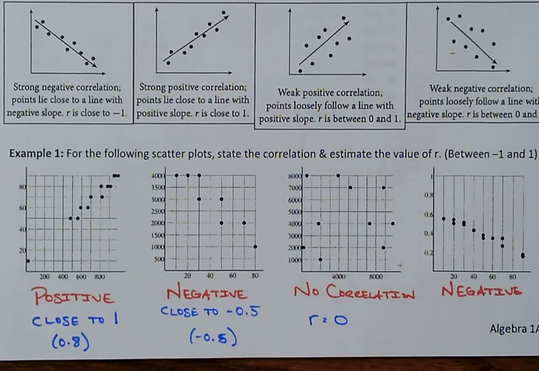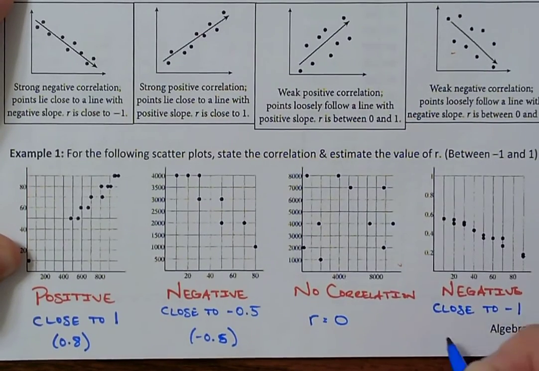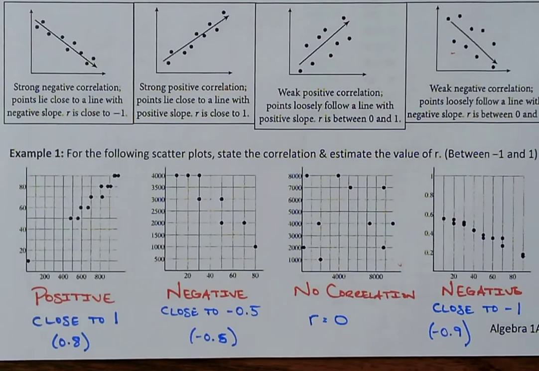All right, and then the last one, so we have a negative data set, and this one is pretty strong, so we're going to say this is close to -1. And I would estimate it at about -0.9 for the data set. So that is how you go through and determine the correlation, whether it's positive, negative, or no correlation, and then estimate the value of R between -1 and 1 based off the data in the graph. So that is how we do example 1.